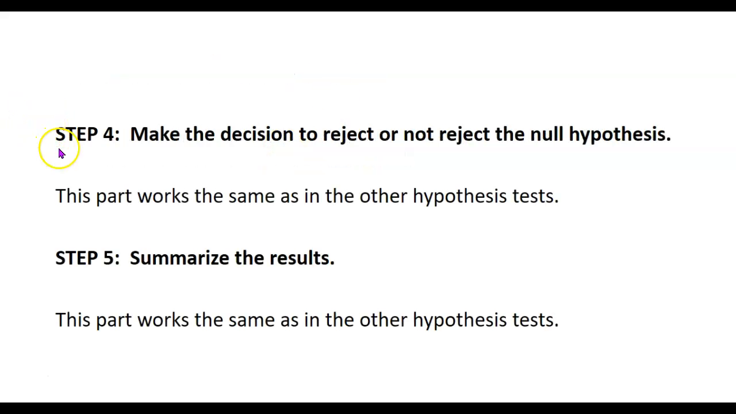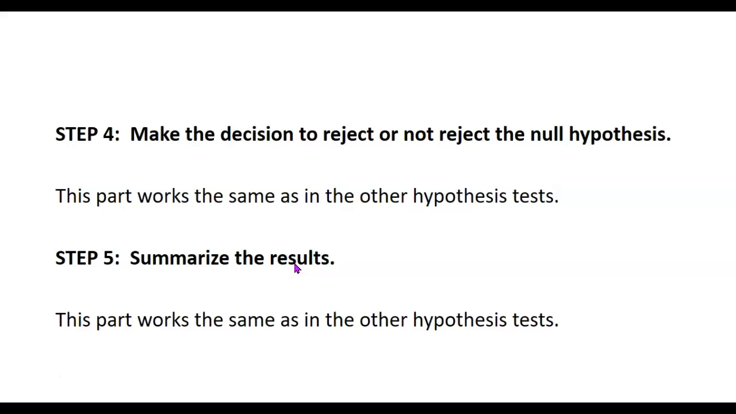And then steps 4 and 5 work pretty much the same way that they have all along. In step 4, you make the decision to reject or not reject the null hypothesis. And that's just a matter of comparing the p-value to the level of significance alpha. If the p-value is less than alpha, you say reject the null hypothesis. If the p-value is greater than alpha, you say do not reject the null hypothesis. And step 5, summarize the results.